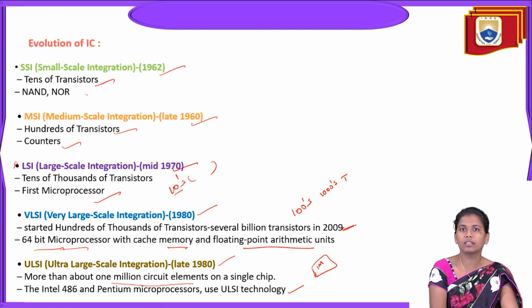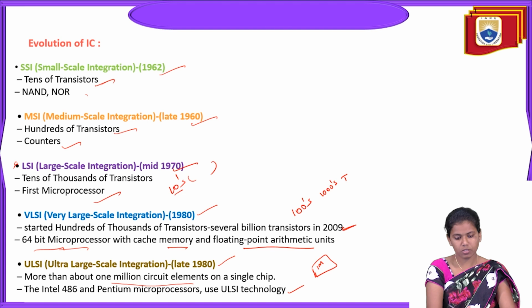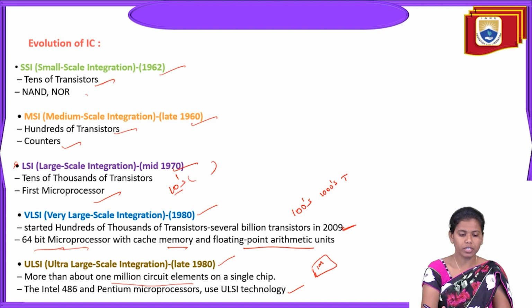So this is just a gist of how the integrated circuits evolved throughout these years, from 1960 onwards to 2009, and still we are coming into different things. The technology has been growing more rapidly. Many new things have been seen in the electronics era. So this is all about the evolution of integrated circuits.